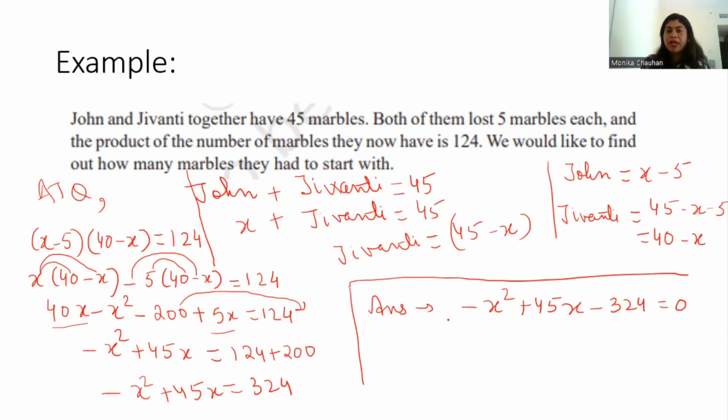But I don't want x squared to be seen as minus. I want plus x squared. What should we do? We will take minus as common outside. Or you just multiply the full equation by minus, and it becomes positive. So all the signs will change. So x squared minus 45x plus 324. And this is the required equation for this problem.